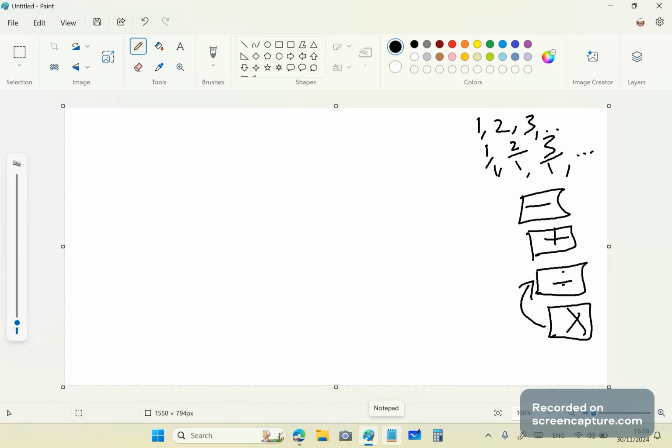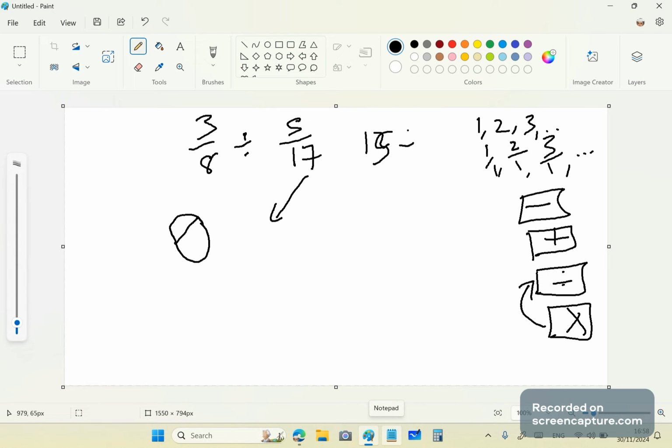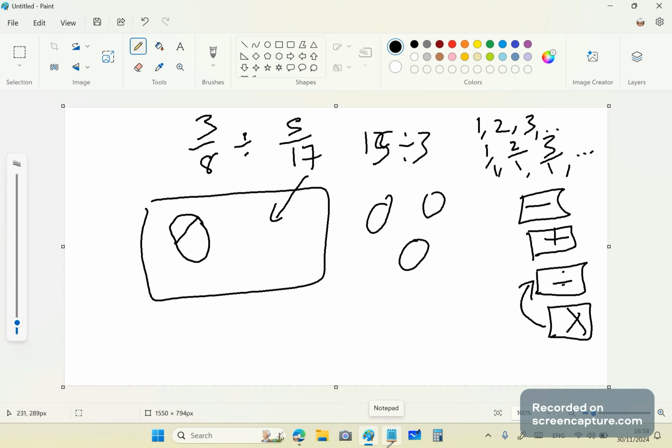is how would you apply the shared equally method if you had 3/8 divided by, let's say, 5/17? How would you apply that there? I mean, you can't easily just, what are you going to do there? Are you going to draw half circles, which are 5/17 of the circle? It's not like what she showed you when she said 15 divided by 3, where you had 3 circles. What are you going to do in this case? You can't use this method with anything but whole numbers.